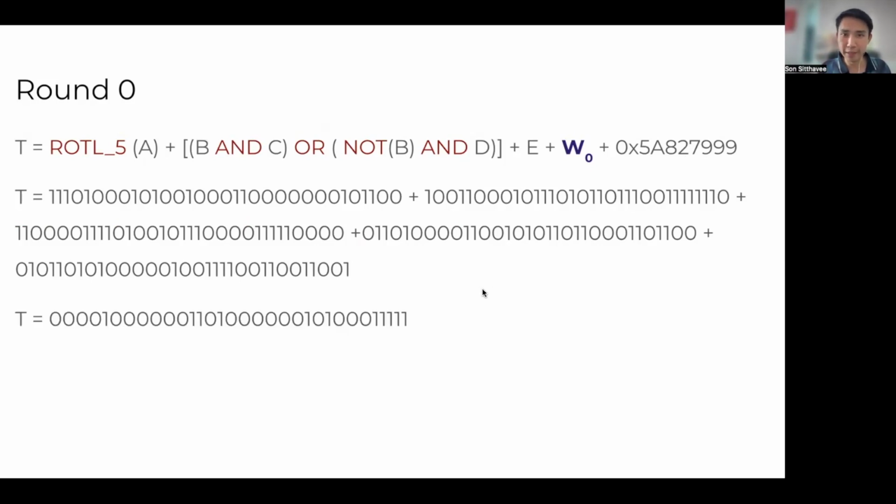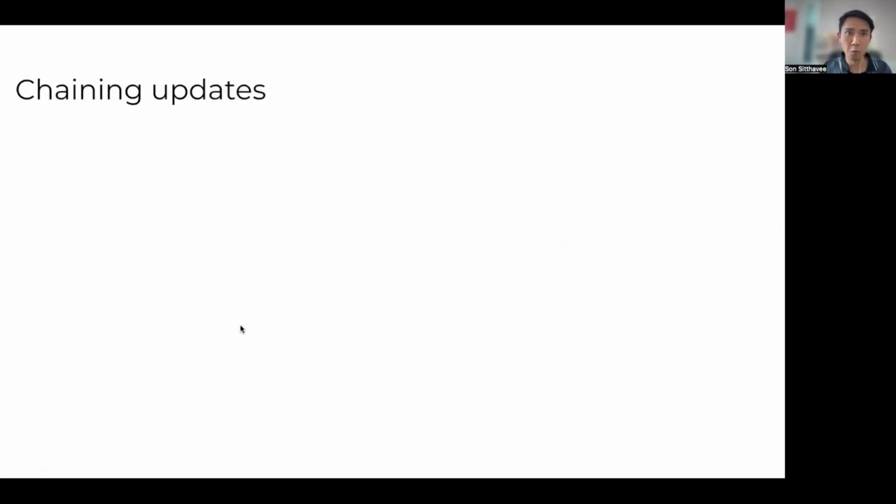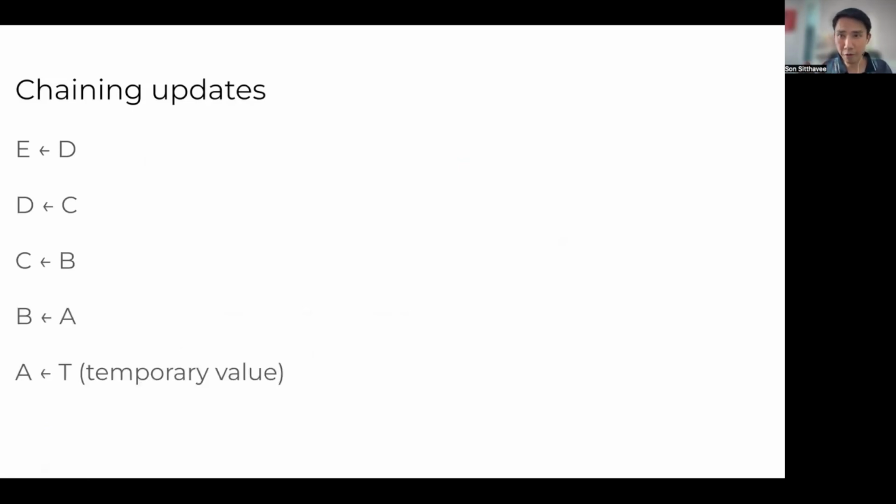Boom, and then we get this temporary value. T stands for temporary value. Once we get the temporary value out of the first round, we do something we call chaining updates: we assign the value of D to E, C to D, B to C, A to B, and then the temporary value that we get from the last step we assign to A.